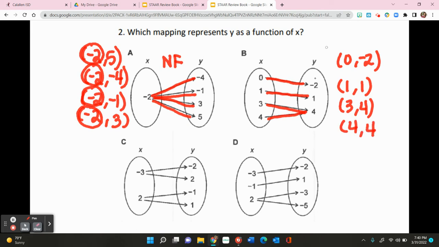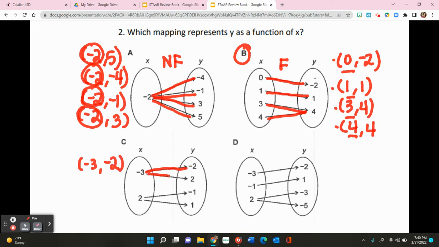So if we look at our x values, I have 0, 1, 3, and 4. None of my x values repeat, so this would actually be an example of a function. So here, B is your answer. But let's go ahead and look at C and D and determine if or why they might not be our answer.